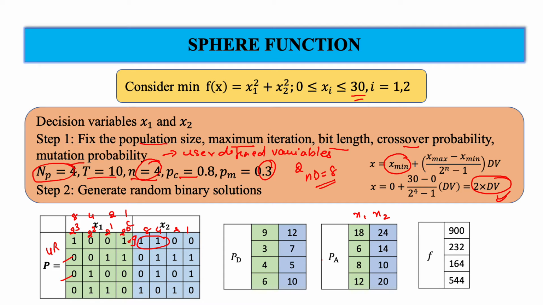Once we have found the fitness values, the next step is to implement tournament selection. We implement tournament selection to determine the mating pool. So we need to find the pool size. In this case we fix the pool size to be the same as our population size, that is 4.